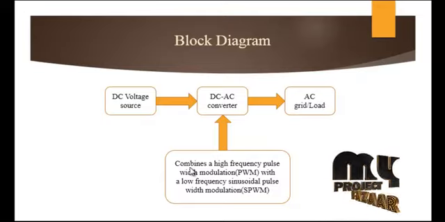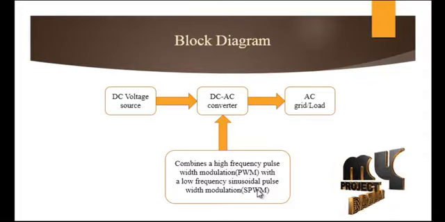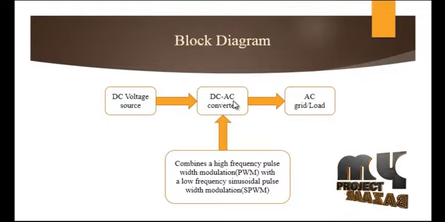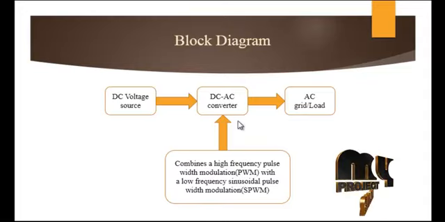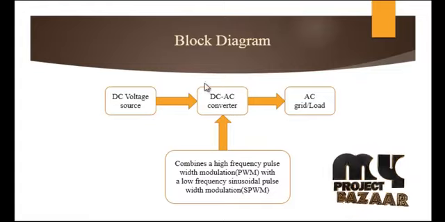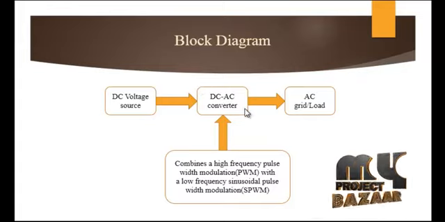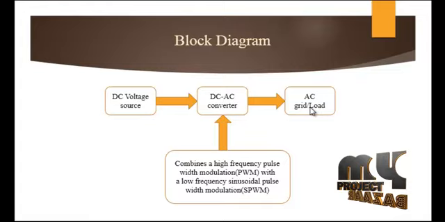The intermediate section combines the high frequency pulse width modulation with the low frequency sinusoidal pulse width modulation. This combines the switching pulses applied to the power electronic switches of the DC to AC converter. This combined switching process makes the DC to AC converter efficient, stable and reliable, producing a purely sinusoidal wave. Noise and fluctuation are also reduced in this process, so that the load will perfectly absorb our system.